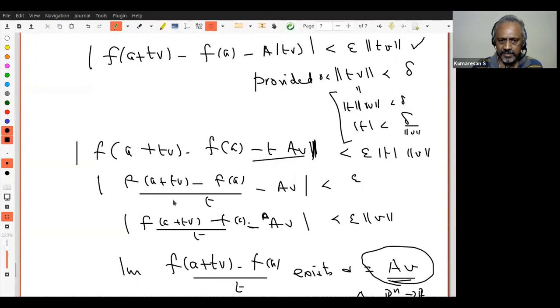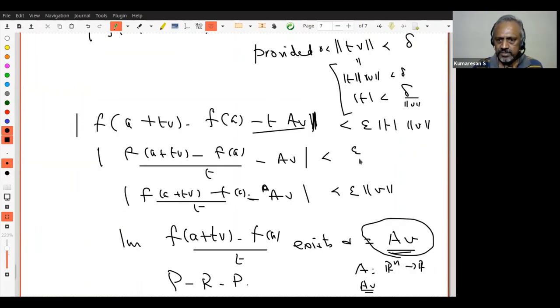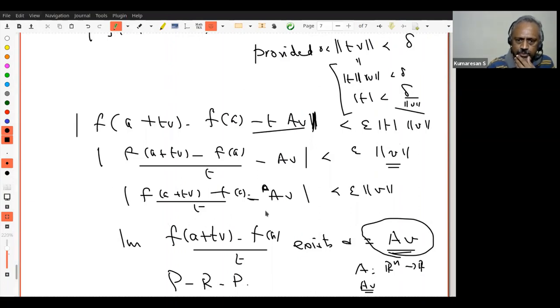If I divide everything by t, this becomes f of a plus tv minus f of a by t minus, t by t cancels, therefore av. This is less than epsilon times, here I forgot, norm of v, length of v. Because there is a mod t, this mod t I have to divide here also, they cancel. Therefore I am getting it. Okay, this is a fixed constant, v is fixed, therefore this is some multiple of epsilon, so no problem. So this shows whenever mod t is less than this number, this difference quotient minus av is arbitrarily small. That means this limit exists and it has to be a of v.